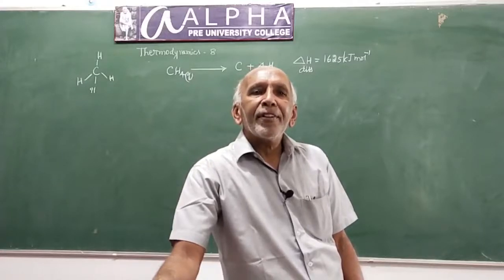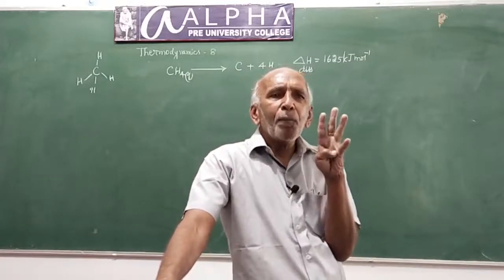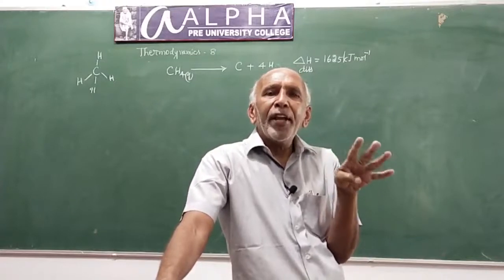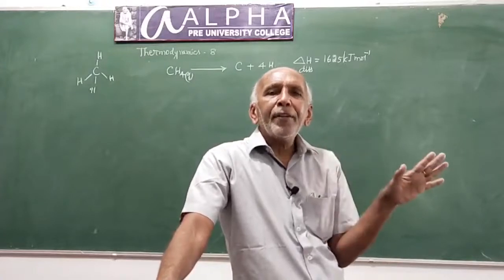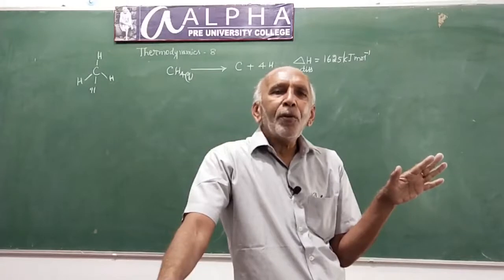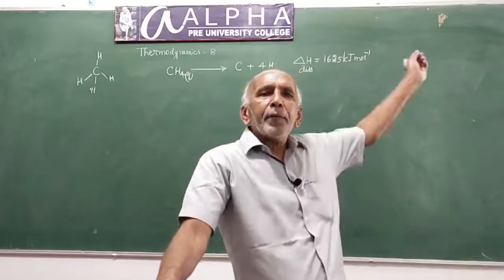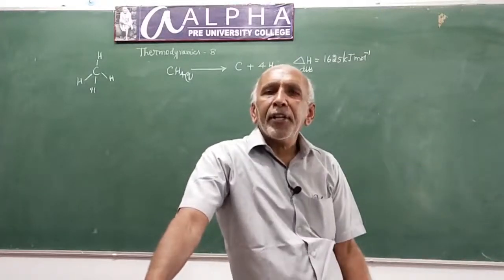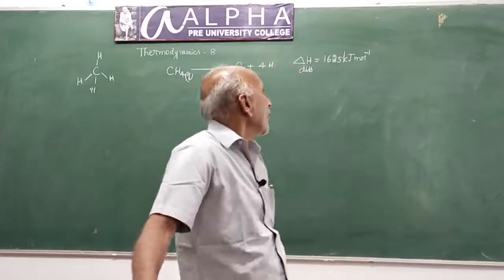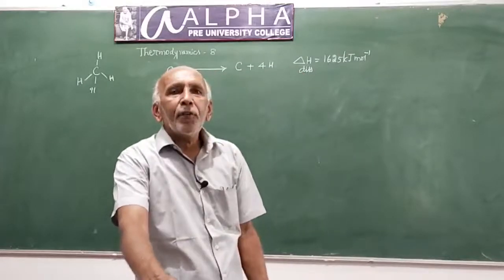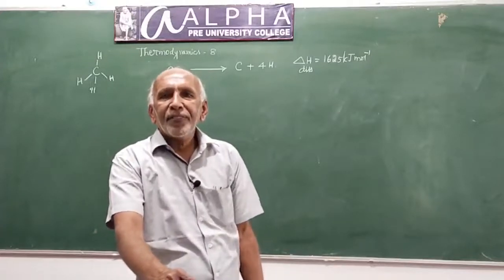That means the enthalpy change which occurs when all the 4 CH bonds of 1 mole of methane are completely broken is known as the dissociation enthalpy of methane. It is found to be 1665 kilojoule per mole, and is simply known as dissociation enthalpy.